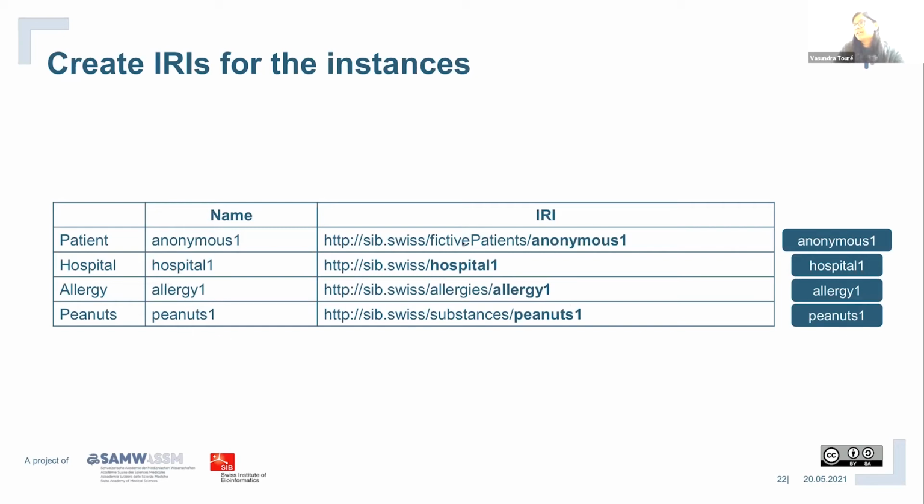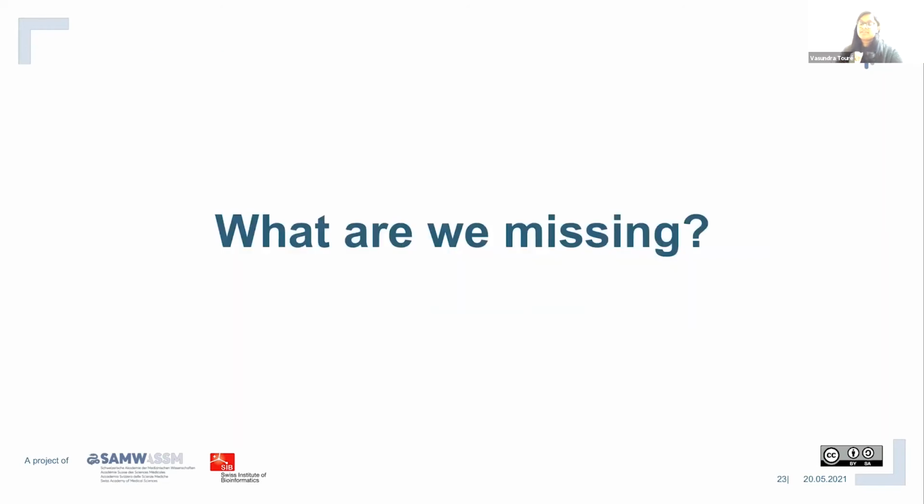And for that, we define those IRIs, and you can see that here we have an IRI or a resource of fictive patients, and there I have my anonymous one patient. I also maybe have a resource for allergies, and there I have my specific allergy that I'm referring to here in this data. So now we have the classes, the instances. What is it that we are missing now? What is the next step that you would do?